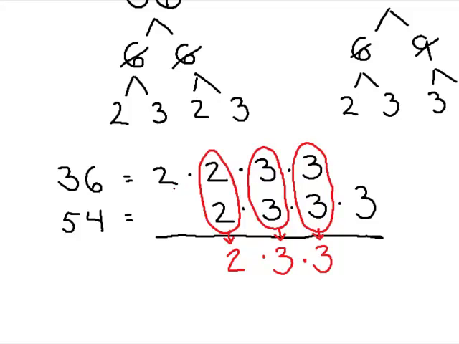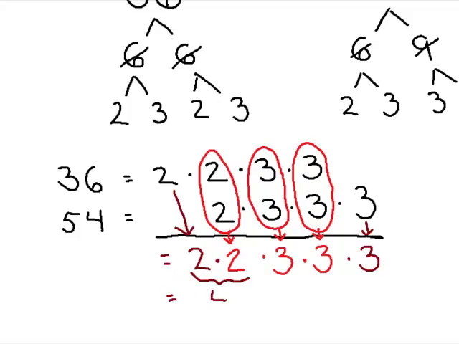But we're not looking for the GCF. We're looking for the LCM, the least common multiple. So I also need to use these leftover factors. This leftover factor of 2 and this leftover factor of 3. Now I need to multiply all of these factors together to get the LCM.